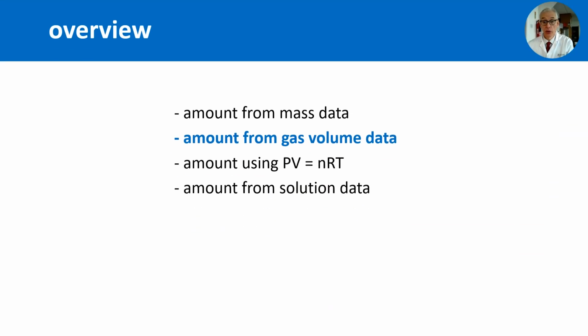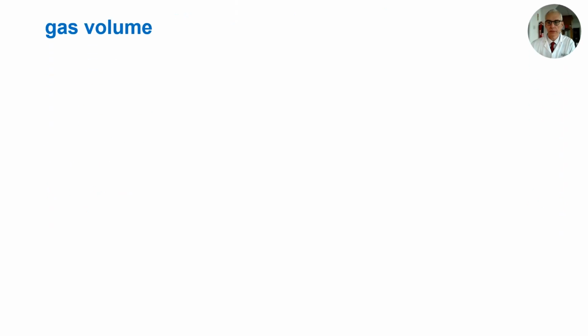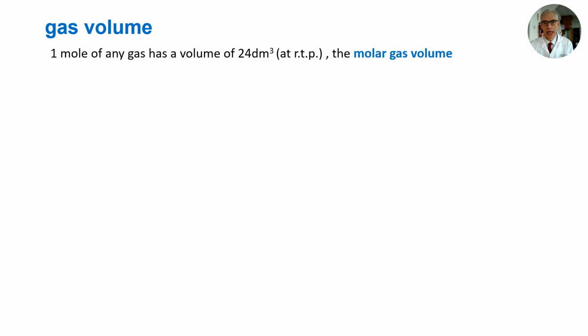Moving on to numbers of moles and gas volume data. So we need to recall the idea of the molar gas volume from the lesson The Mole. 1 mole of any gas has a volume of 24 decimeters cubed at room temperature and pressure, and that is called the molar gas volume. It is the same volume regardless of the gas in question.